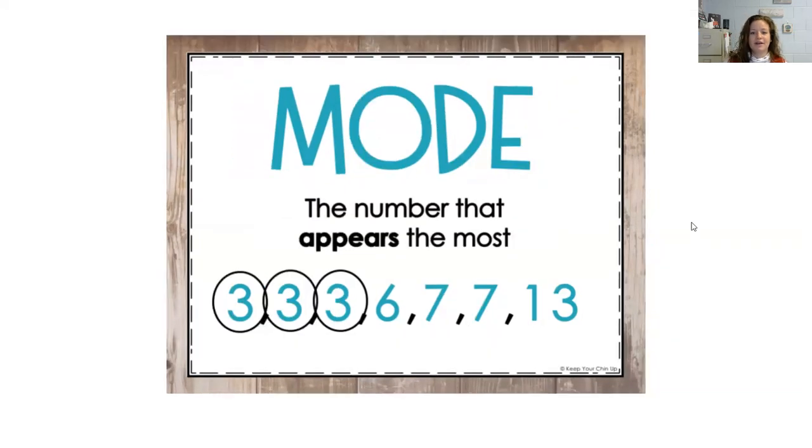Okay, mode. Mode is one of the easiest ones. Mode is the number that appears the most. So if we're looking at the set of numbers or the set of data, the number that appears the most is the number 3. So your mode would be 3.